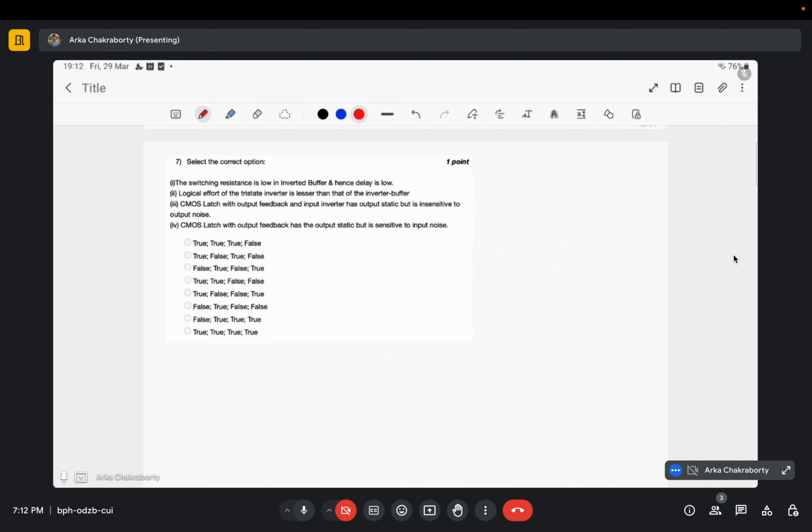First of all, let me draw a tri-state inverter. Fine. So it will be my D, it is my output, and these two are phi and phi bar. This is a tri-state inverter.